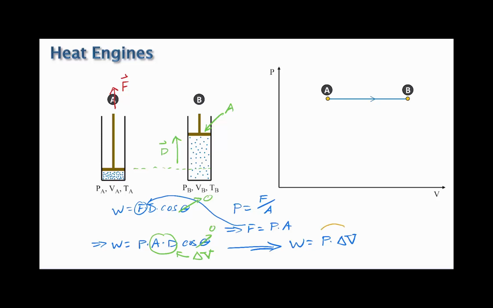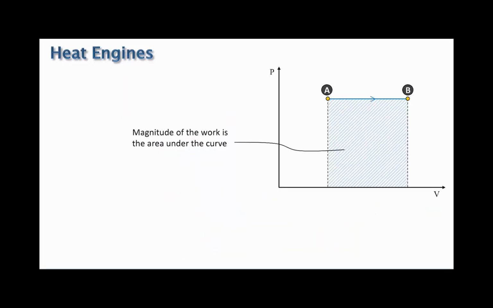Well, P times the change in the volume is the area under the curve that we just drew. So here's the area under the curve. And therefore, this is the magnitude of the work that is done by the engine. So this can be generalized for all processes.